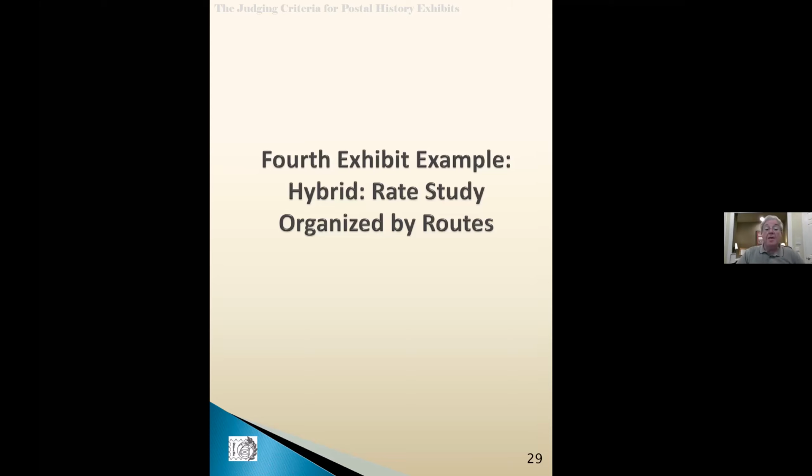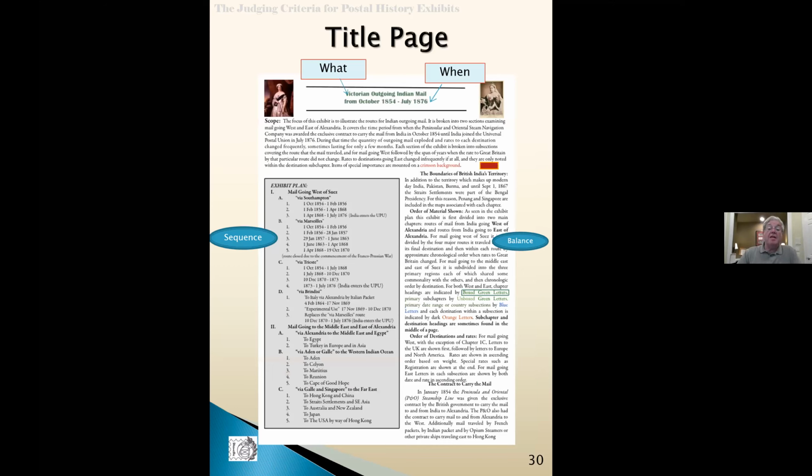The fourth exhibit is a hybrid exhibit. And by hybrid, we say it's a hybrid exhibit because the focus is on rates, but the organization is by routes. This is the title page. This is an interesting title page. It shows that it's Victorian outgoing Indian mail. The period is clearly stated, 1854 to 1879.